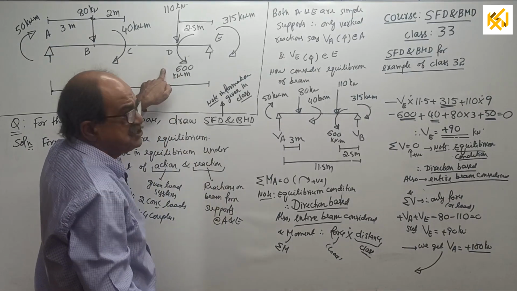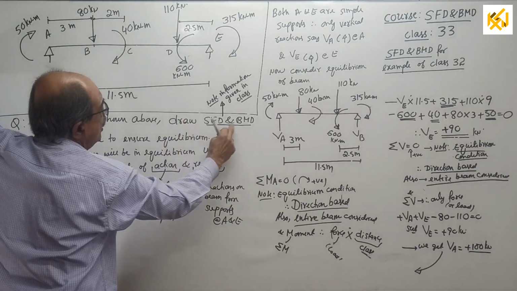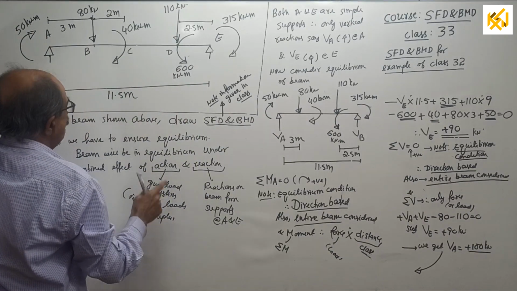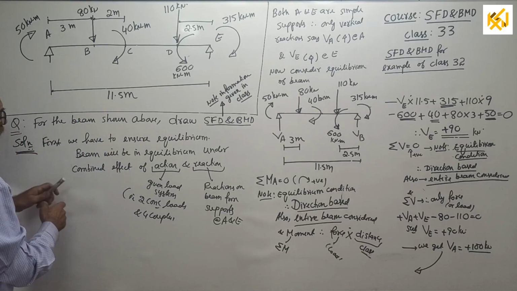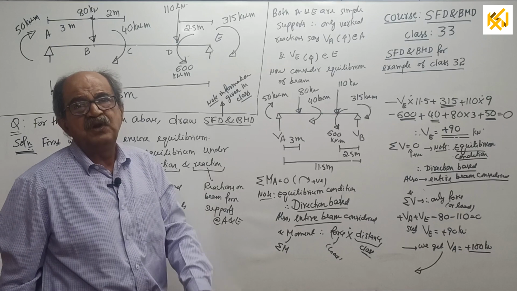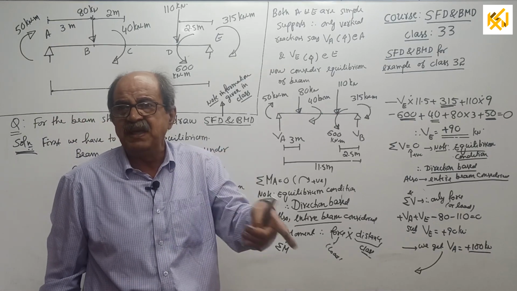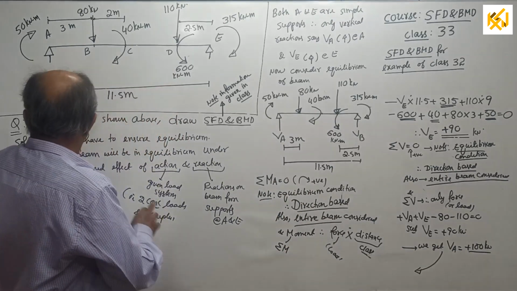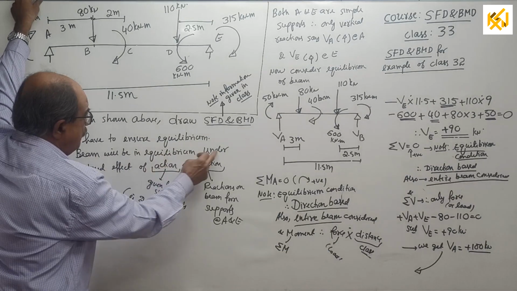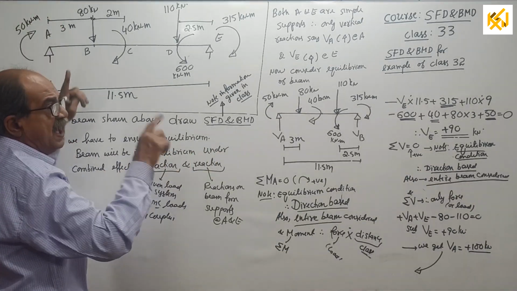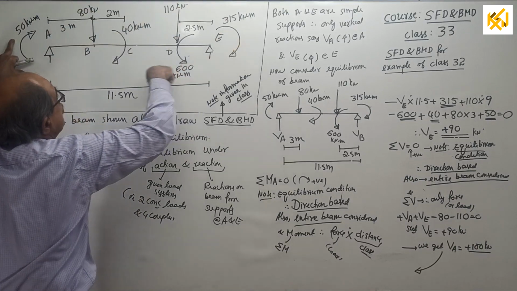Today it is a real question. For the beam shown above, draw SFD and BMD. Okay, now the solution. You will understand systematically as we start drawing SFD and BMD one by one. So first we have to ensure equilibrium. The beam will be in equilibrium under the combined effect of action and reaction. Action means all these couples and forces given.